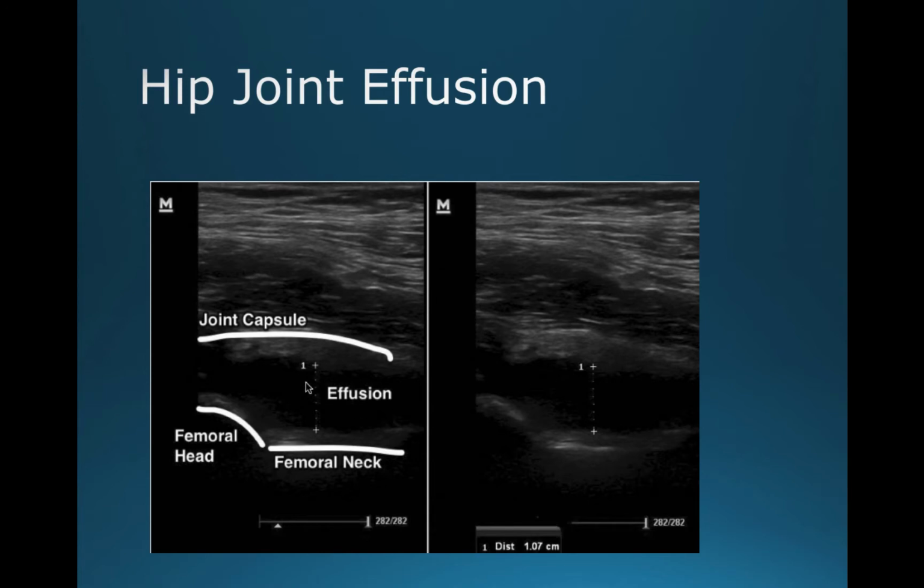Another good diagram of a hip effusion right here: joint capsule, femoral head, femoral neck, and our effusion. We usually say anything greater than 5 millimeters is indicative of a hip joint effusion.